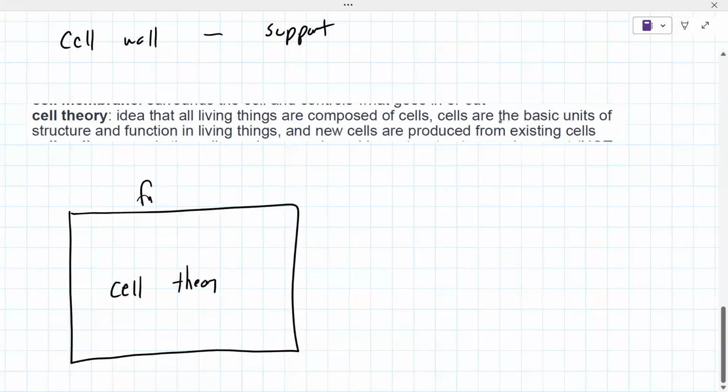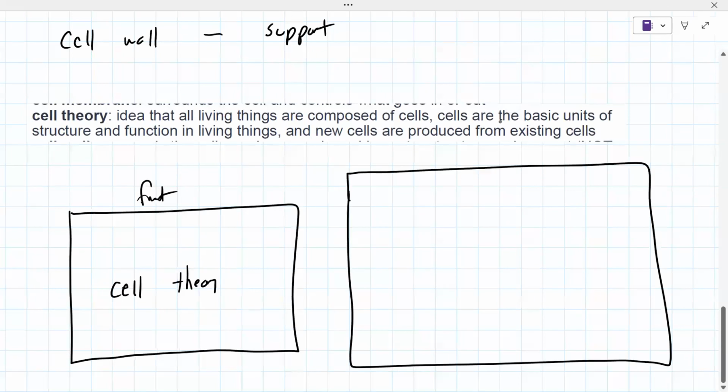and on the back, we're just going to list these three things here. All living things are composed of cells. That will probably be the first question on your test. It will say, what are all living things composed of? And how will you answer? Cells. That will be probably the first question on your test. They're also the basic units of structure.